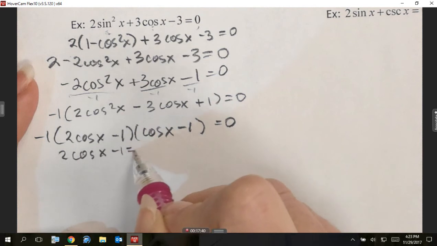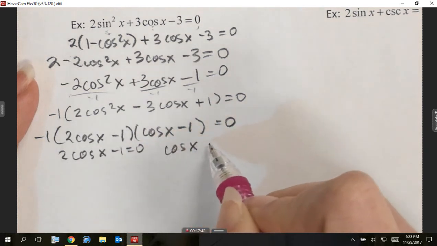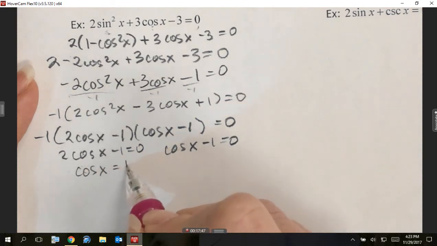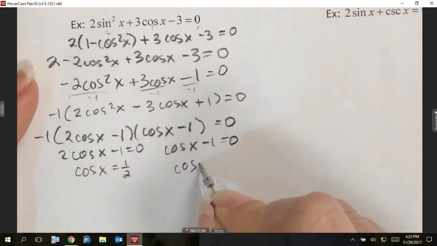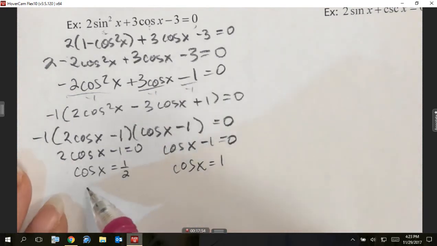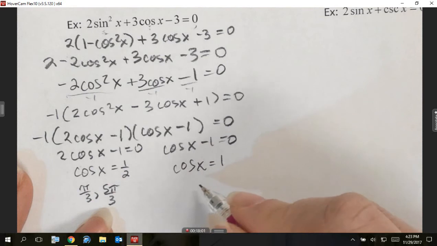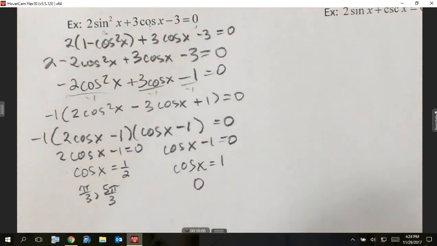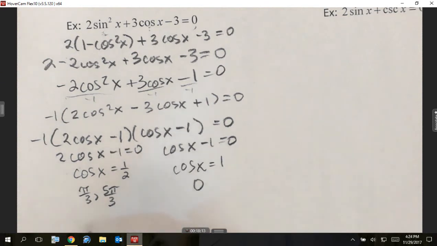Set each factor equal to 0. Solve. Where is cosine x equal to 1/2? That's at pi over 3 and 5 pi over 3. And where's cosine x equal to 1? That one would be at 0. So I have 3 solutions. I did not do any squaring of any kind, so hopefully these are all the correct answers.